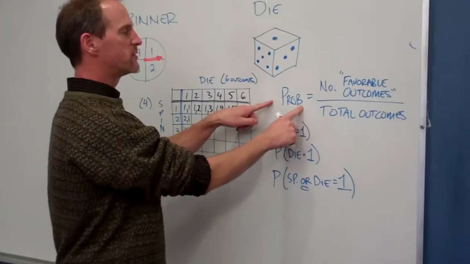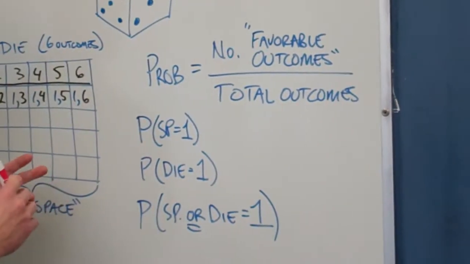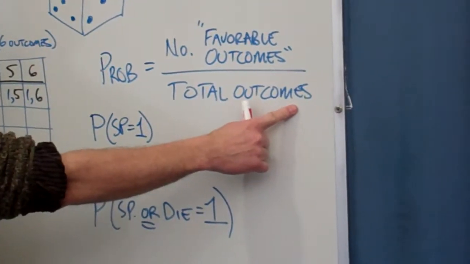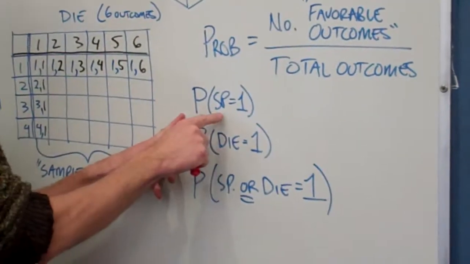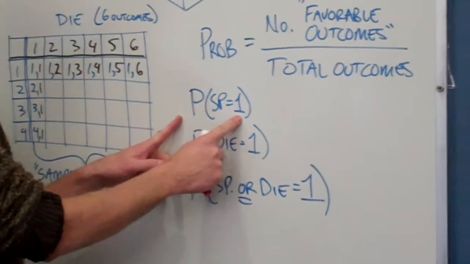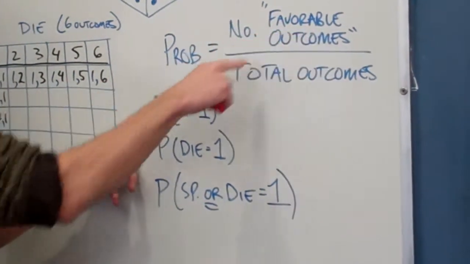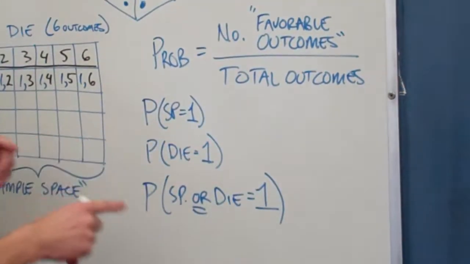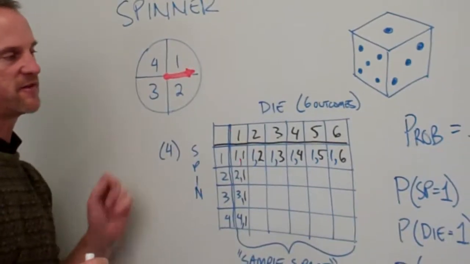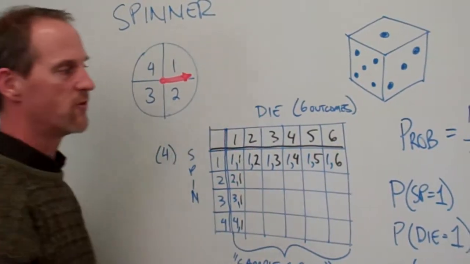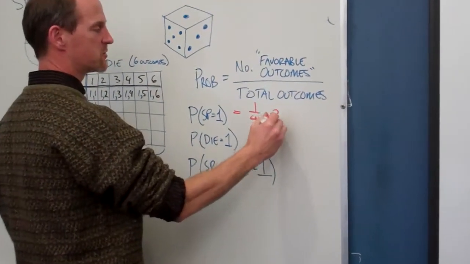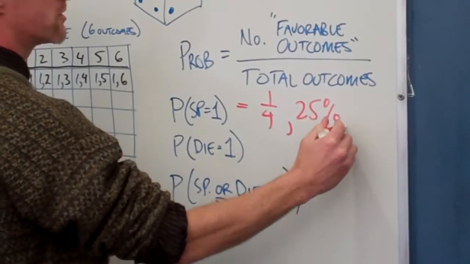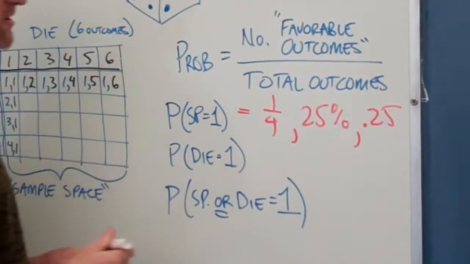So just to review, probability is defined as being the number of favorable outcomes, the things that we're interested in, over the total number of things. So a little refresher question here. What's the probability of the spinner showing a 1? Well, there is one favorable outcome out of a total of 4. So the probability of spinning a 1, if it's a fair spinner, is simply 1 out of 4. So we'd write it like this, 1 out of 4. Or you could write it as 25%. Or you could write it as 0.25, but that's all the same thing.